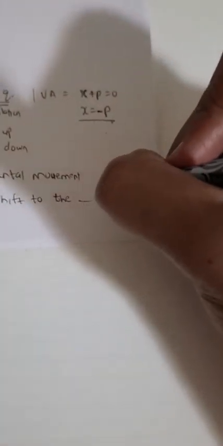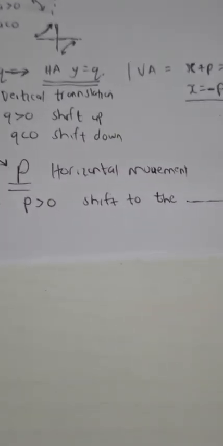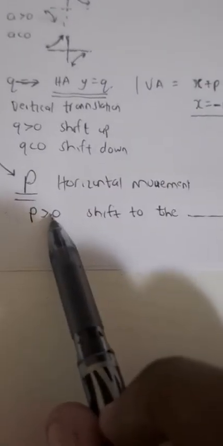Do people want to guess in the comment section? If p is greater than 0, guys, what do you expect will happen to the function? Will it be shifting in which direction? I want people to comment. I'm going to leave space here. If we're talking about horizontal movement, we're talking about movement of the function left or right. So now I'm asking, if p is greater than 0, in which direction will the function shift? Will it shift to the right or to the left?